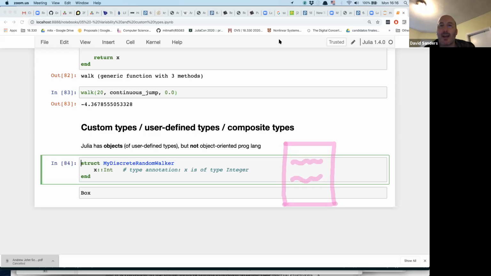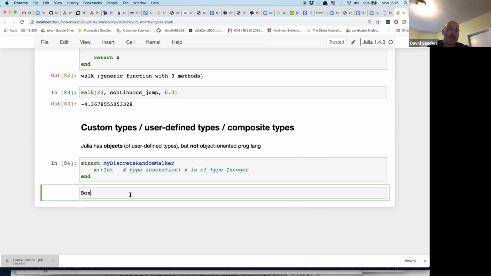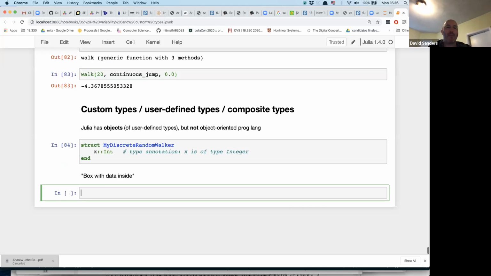Okay, so I'm going to clear that annotation. And now I'm going to somehow get out of annotation mode. Okay. So that's what it is. It's a box with data inside. We haven't actually made a random walker.